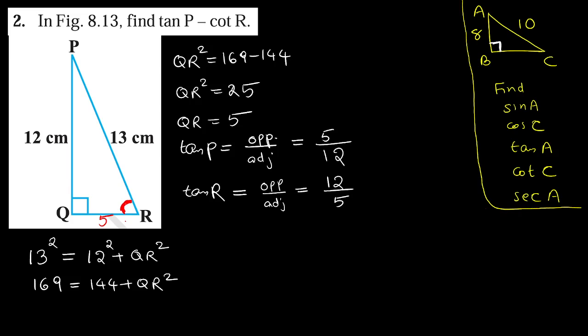So tan R equal to 12 by 5. Nishit, you understood? Yes, sir. Cot R will be the reciprocal of 12 by 5. You agree with me? Cot R will be the reciprocal of tan. Reciprocal of tan is said to be cot. So 5 by 12.